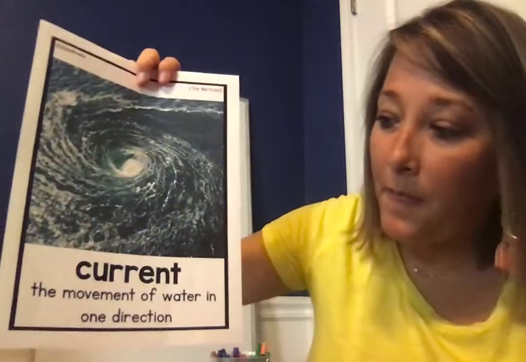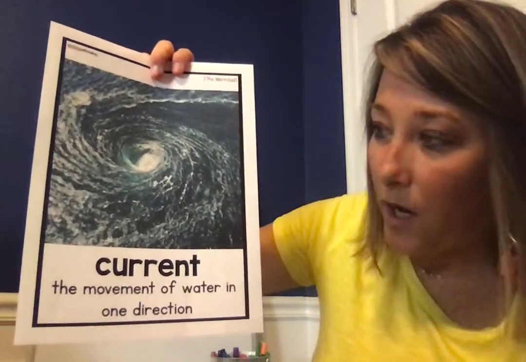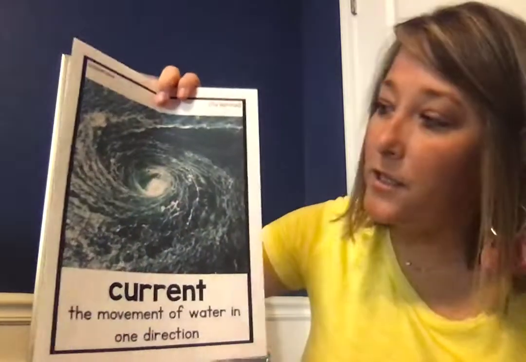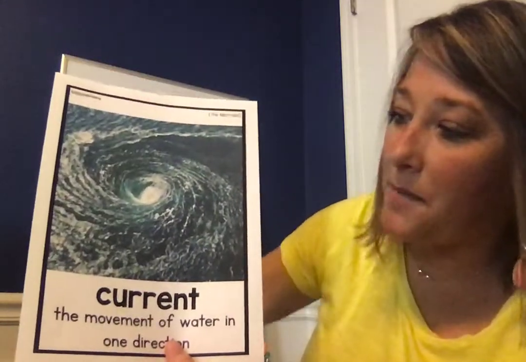Current. Current is the movement of water in one direction. So if you look, this looks to be like a picture of the ocean or a lake, and the current is going in one direction. You may be familiar with a creek or a stream that might run outside near your house, and you notice that the water's all going in one direction, so it's going with the current.